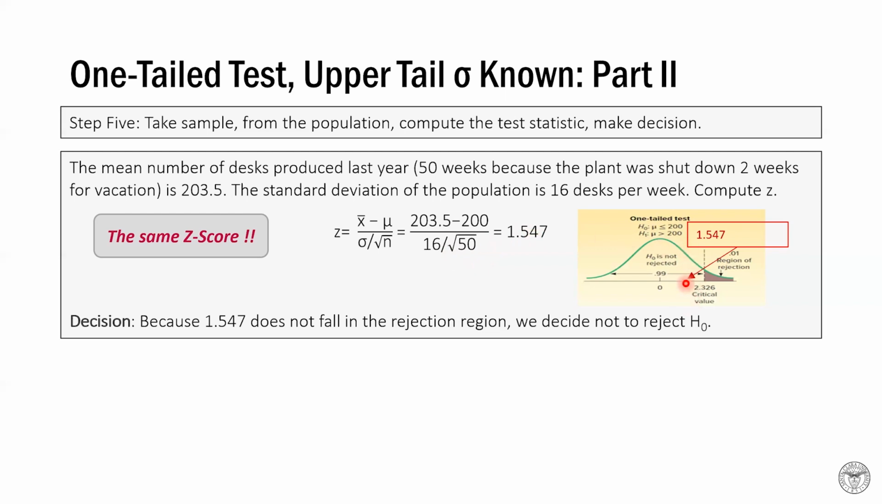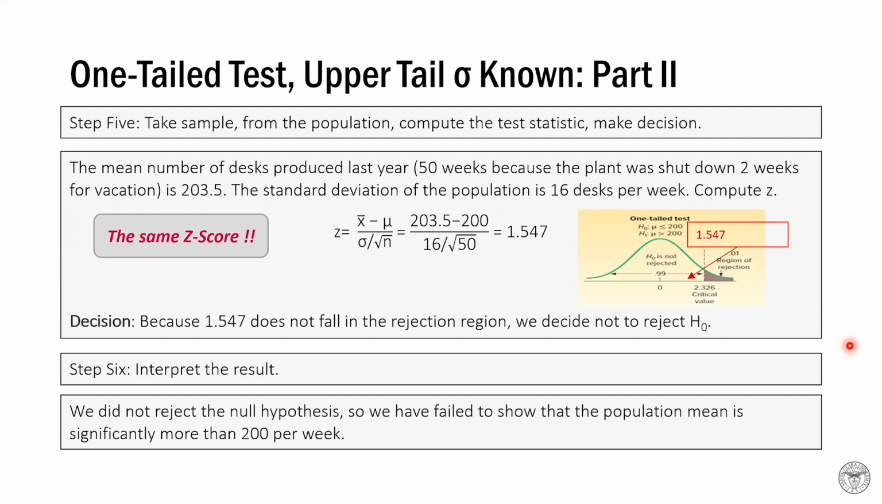In conclusion, the sample information fails to indicate that the new production method resulted in an increase in the 200 desks per week production rate. However, we did not prove the new assembly rate is significantly less than 200 per week either. We fail to disprove it.